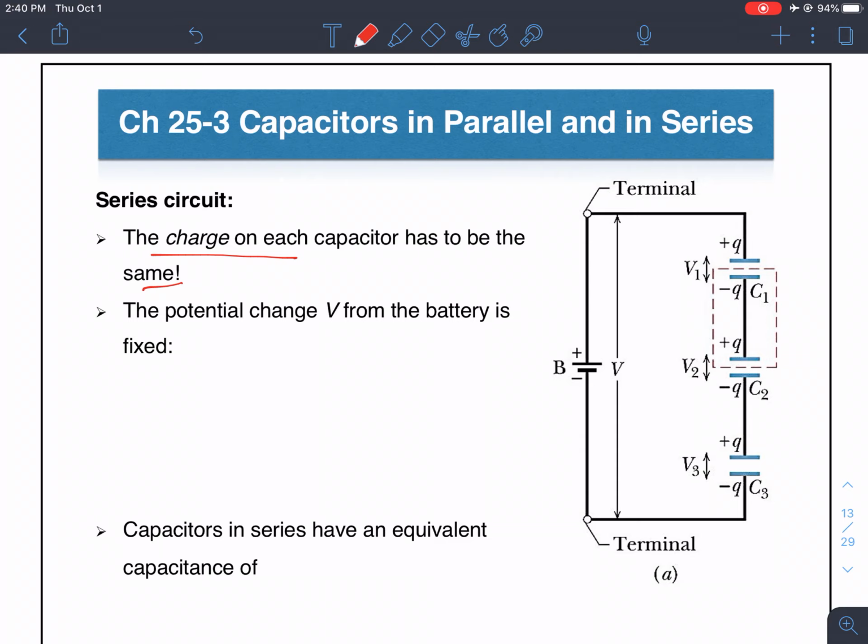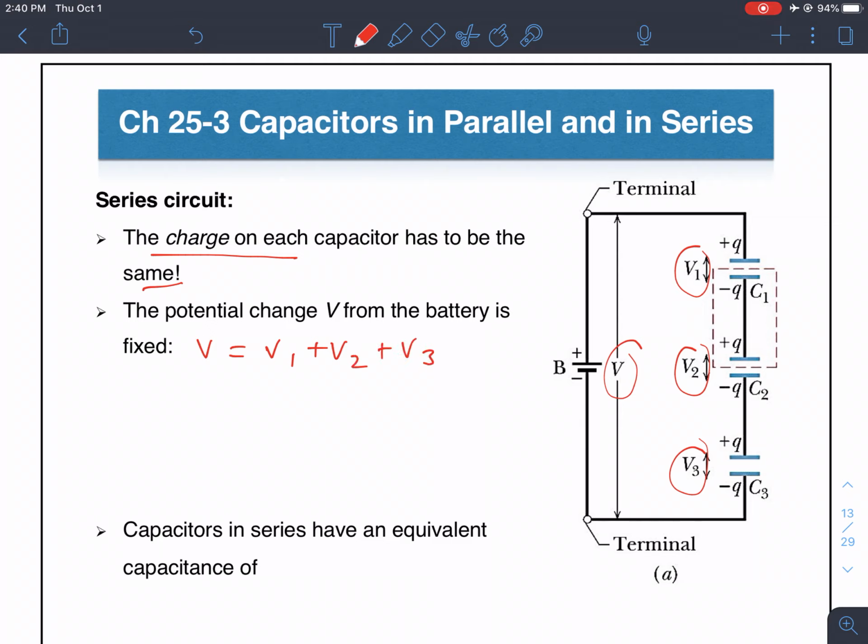But the potential is not going to be the same. You have that battery potential V here, and this one has V1, V2, and V3. They are not necessarily the same. They can be if the C's are the same, but they're not necessarily going to be the same. So we're looking at the general case. The battery potential V is going to be equal to the sum of those three.